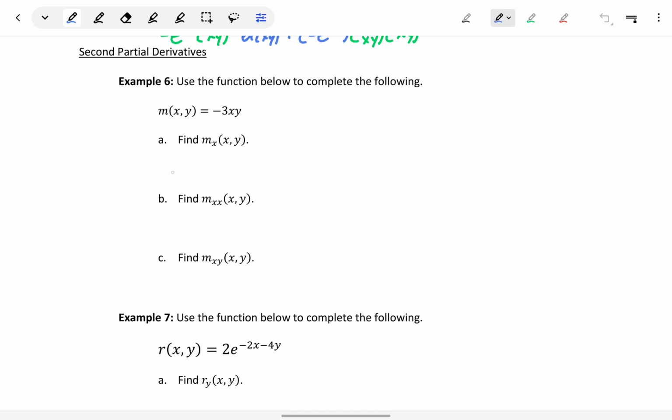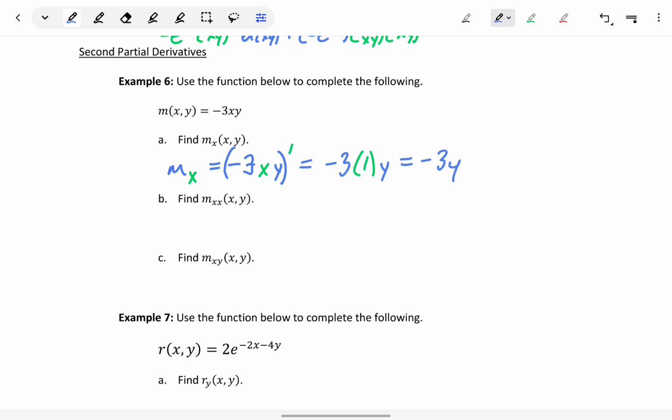So in part A, for example 6, we'll start off by finding m sub x, meaning we're taking the first derivative with respect to x, meaning we're taking the derivative of negative 3xy, and we're differentiating that with respect to x. So we'll end up with negative 3 times the derivative of x, which will just be 1, times y, or negative 3y.